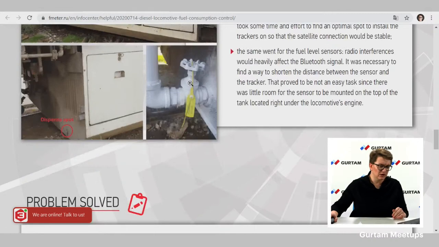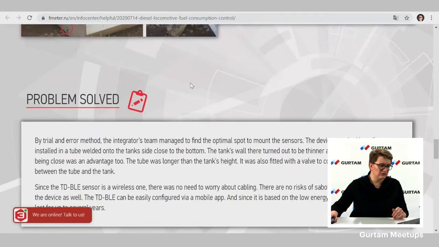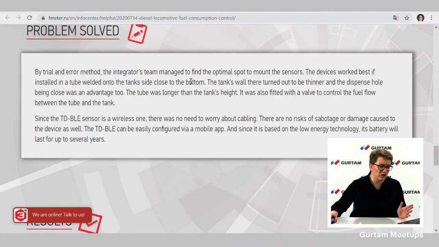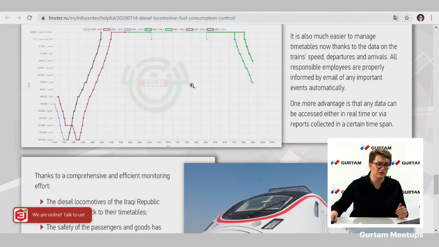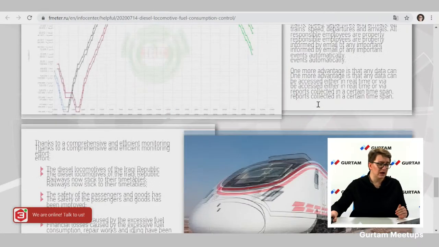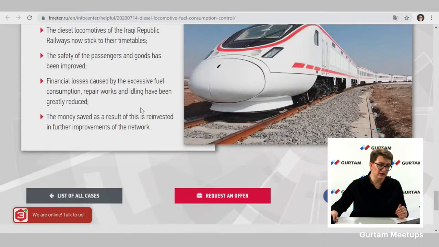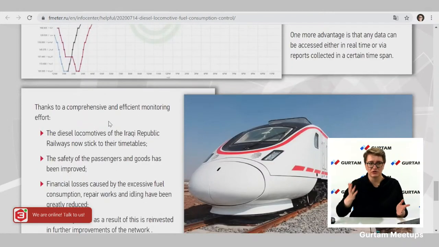And they describe the challenges which the integrator faced when installing the FLS, and they are talking about how they solve the problem, and they are describing the results and sharing. You can see the screenshots, and it's even clickable, you can click and see what's going on here. And they're breaking down the business results, like maybe, look here, they don't have exact numbers, right? Because it's really difficult to count the financial result for a railway in a country.